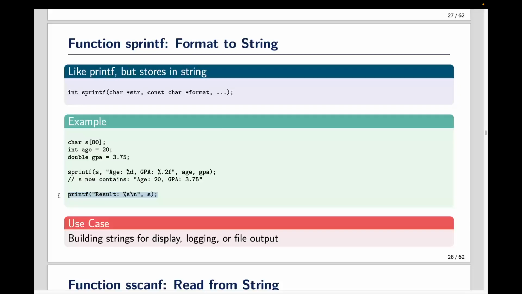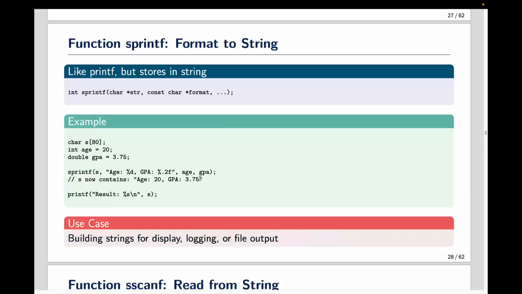Instead of taking the value from the array one piece at a time, there is an easy way out. If you want to present your data in some printable form, store it inside a character array as a string using sprintf. Sprintf stores inside the array. Here s stands for that string, a character array stored as a string. So sprintf is for building strings for display, logging, or file output.